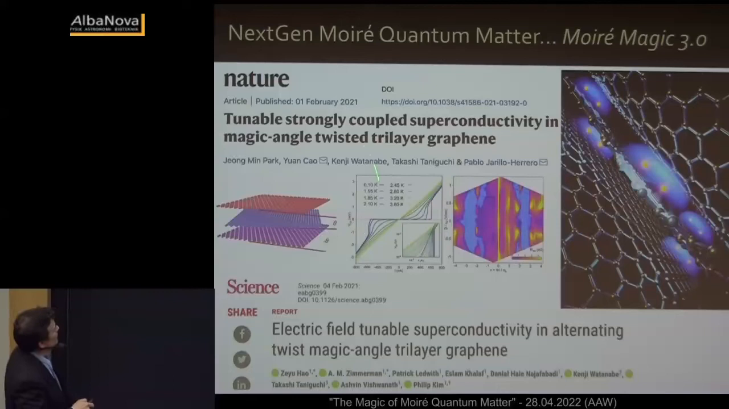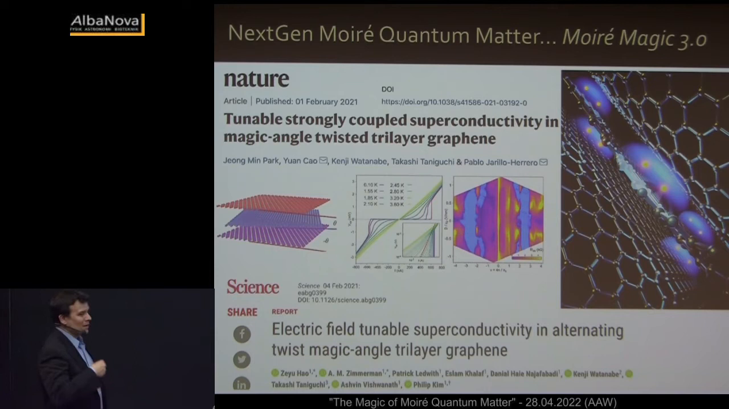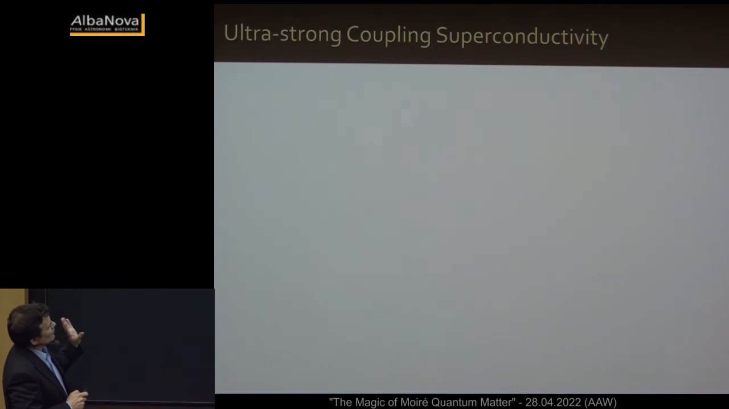It turns out to be much more tunable and a stronger superconductor and a more interesting superconductor than the bilayer case. Let me just give you a couple of highlights. So this system realizes ultrastrong coupling superconductivity, also the bilayer case. And by this I mean the following.